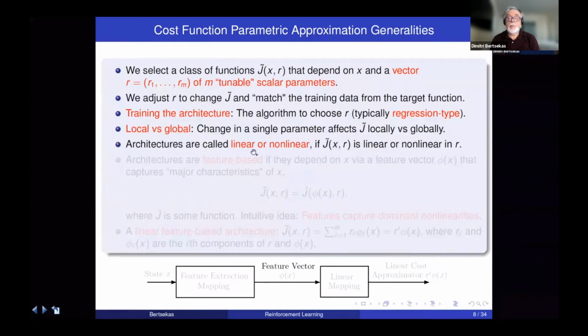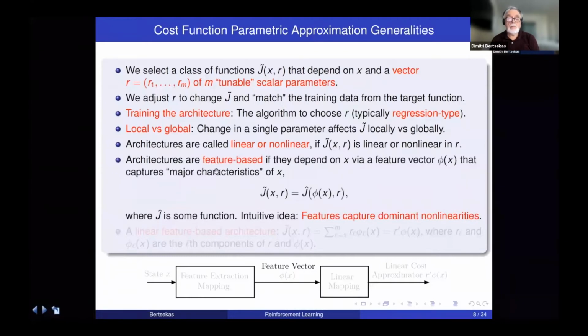Another classification of architectures is between linear and nonlinear. If J tilde is linear in R, nonlinear perhaps in X but linear in R, then the architecture is called linear. And we'll see that we like linear architectures if they will work for us, because the training is easier with linear architectures. But many architectures are nonlinear in R, including neural networks. They're highly nonlinear.